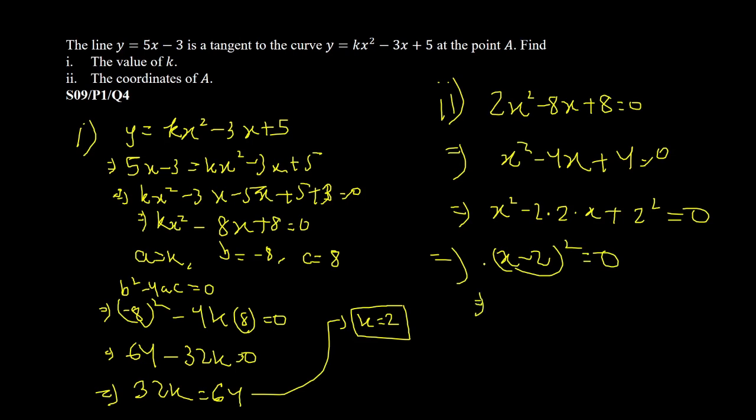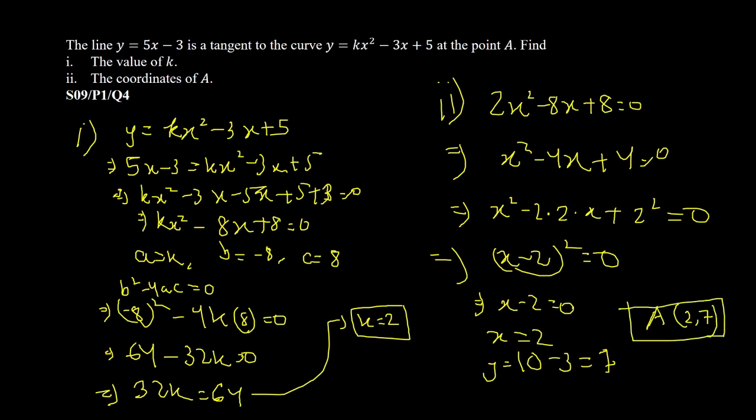Square root this on both sides, so we get x minus 2 equal to 0. If there was anything else here, we would have written plus minus root over that. So we do not need that. Then x equals 2. Substitute this onto this equation. Y equals 2 times 5 is 10 minus 3 equals 7. Therefore a equals 2 comma 7. These are the two answers.